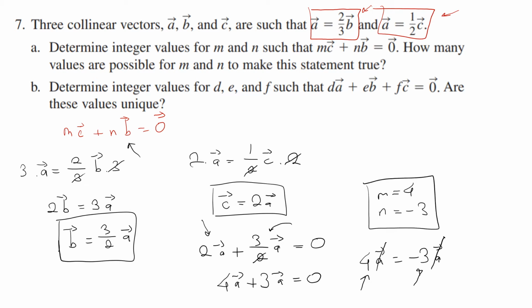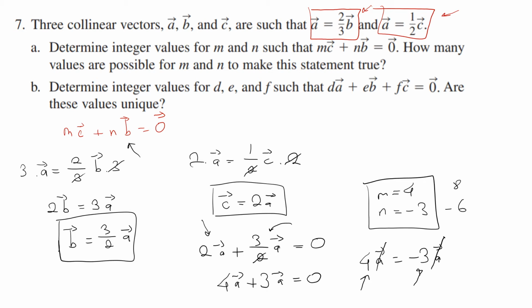Now this is one possible answer. When it says how many values are possible for m and n, it's not asking what m and n are, it's asking how many values are possible. This is one possibility. However, I can also multiply both of these by 2 to get 8 and negative 6, because it will carry the same thing when you divide it up.